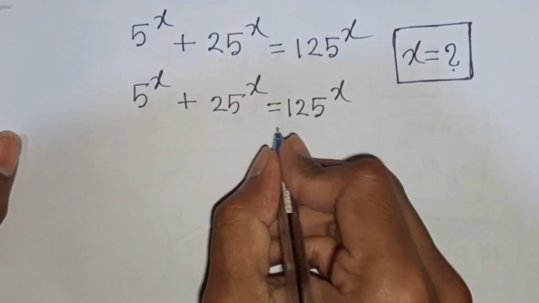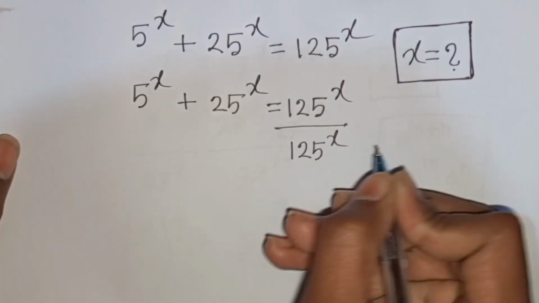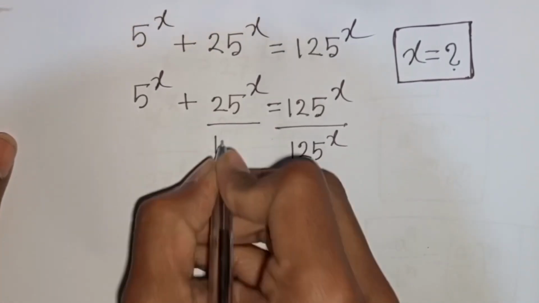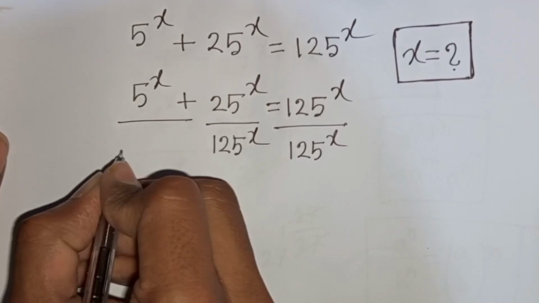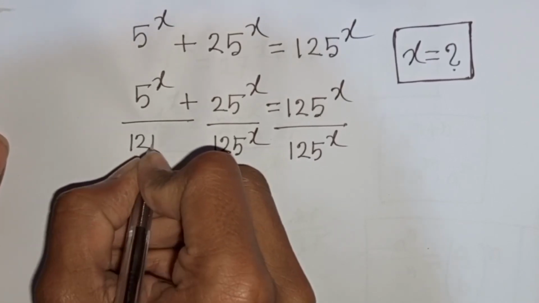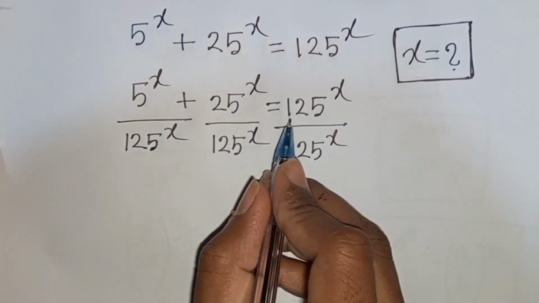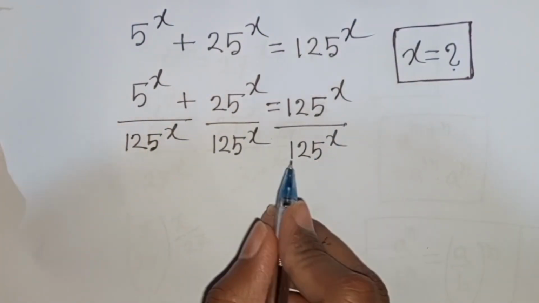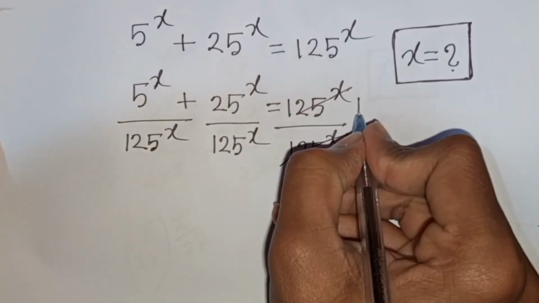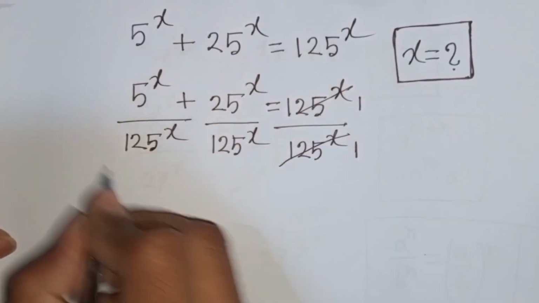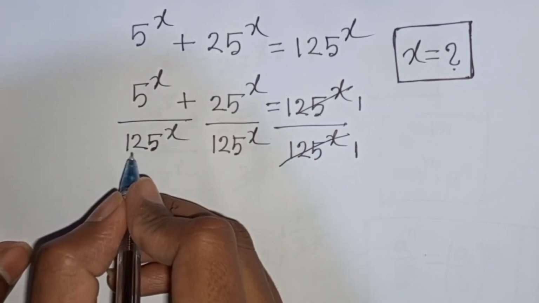So divided by 125 power x, divided by 125 power x, divided by 125 power x. Now we see this 125 power x will be cancelled. So here on, here on. Now from here we see x is the same power but different base.